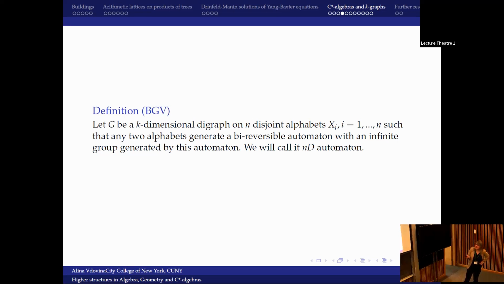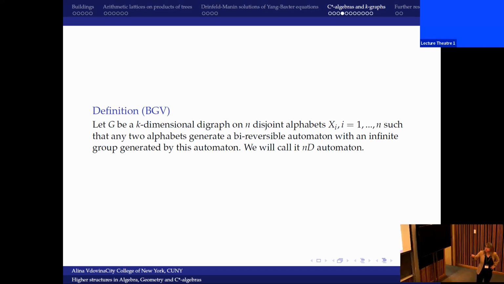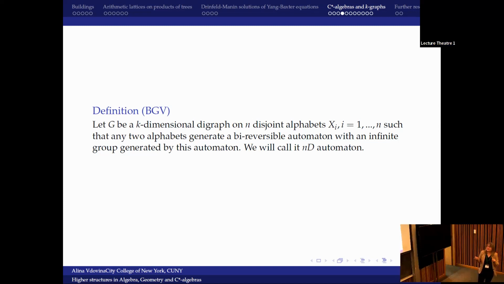She was asking about bireversible automata. So actually, it's one of the definitions of n-dimensional automata, which of course can be more general, but this is something which works, and which again works using cube complexes. Then when we have this k-dimensional graph, which we defined with Nadia, but in addition any two alphabets generate a bireversible automaton with an infinite group generated by this automaton, then we call this an ND automaton.